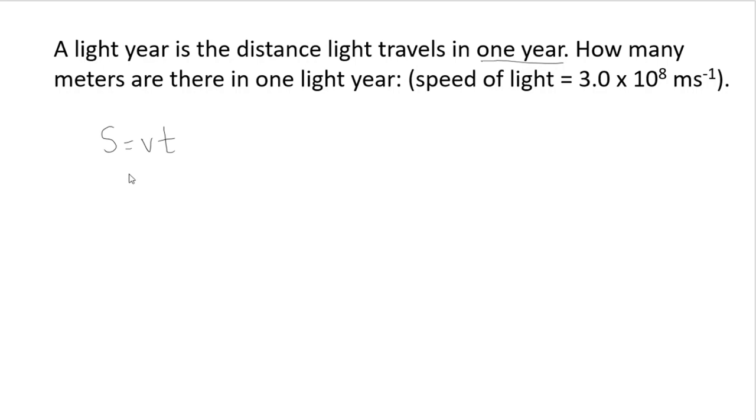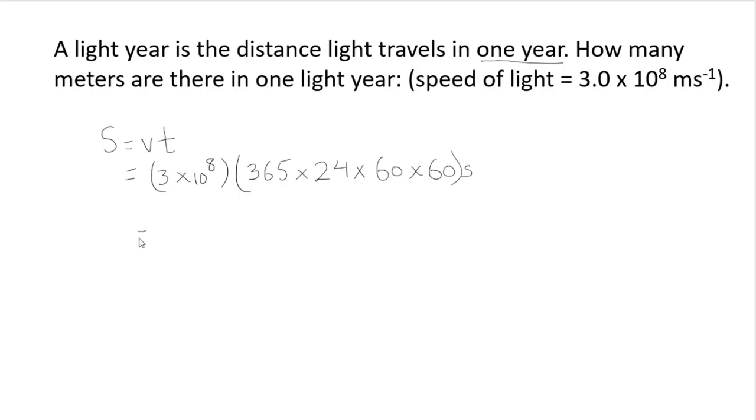So if I put in the values, the speed is given, which is 3 × 10⁸, the speed of light, and the time is given as 1 year, which is 365 days. But in 1 day we have 24 hours, in 1 hour we have 60 minutes, and in 1 minute we have 60 seconds. Why am I converting 365 days to seconds? Because the speed is given in meters per second, so seconds and per second will cancel out.